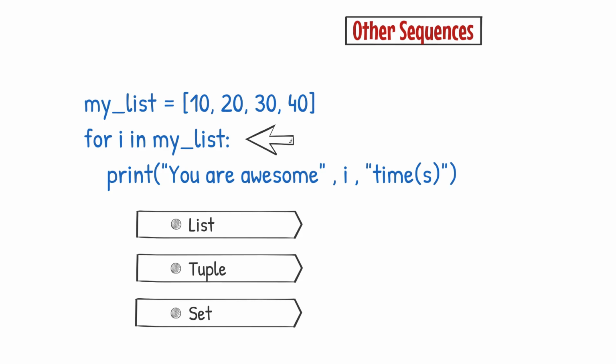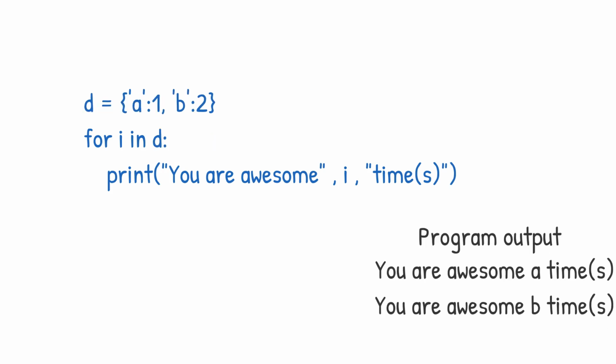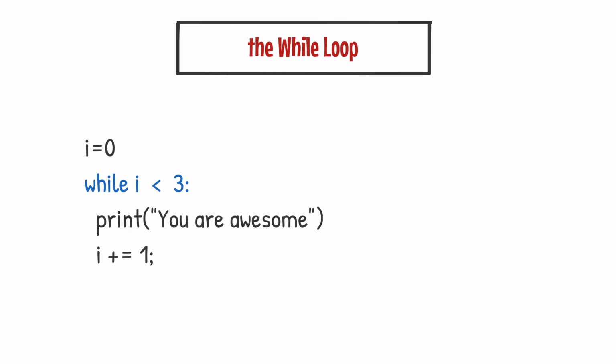In this example, the variable I will get assigned each element of the list one at a time, and since there are 4 elements in the list, it completes 4 iterations. Here is the output after the for loop completes all its iterations. Here is an example of using a dictionary for the sequence, and in this case, I gets assigned the keys of the dictionary at every iteration, and the number of iterations will be equal to the number of key value pairs in the dictionary. You can also create a loop using a while construct.